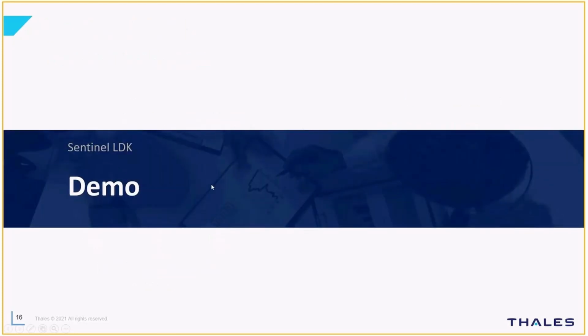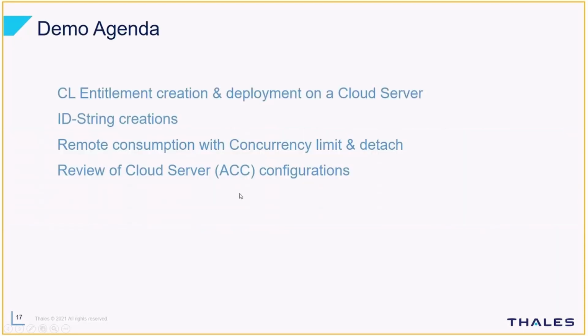Now that we have seen those concepts of concurrency, we'll do a demo. So in the demo agenda, I will show you the creation and deployment of a cloud entitlement on a cloud server. We will create some ID strings, and then we will see the remote consumption with concurrency of such a cloud license, and we will see also the detach. And then we will review together the cloud server, the admin control center configurations.